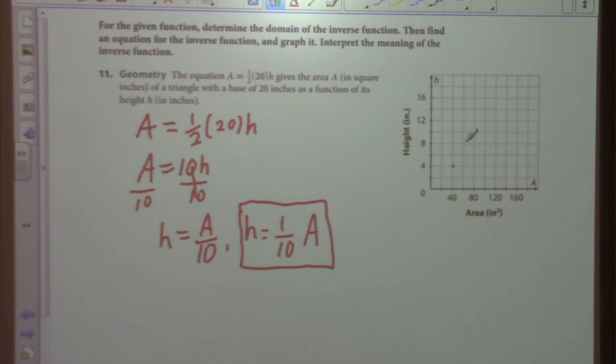Okay. And then 8 to 80, 12 to 120, 16 to 160. So the graph's going to look like this, right? Okay, so is that our graph? Does that look good? Okay, and then what is our domain for this thing?